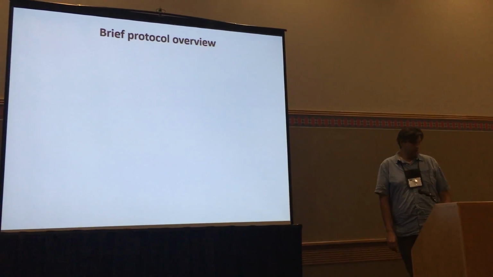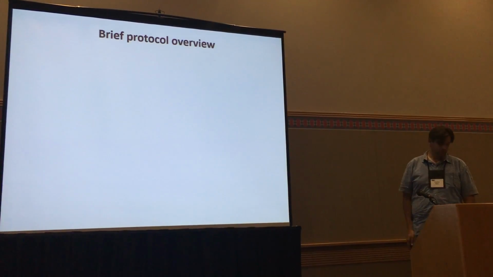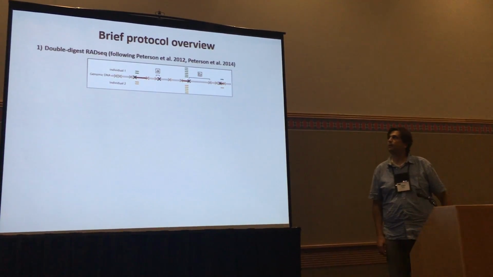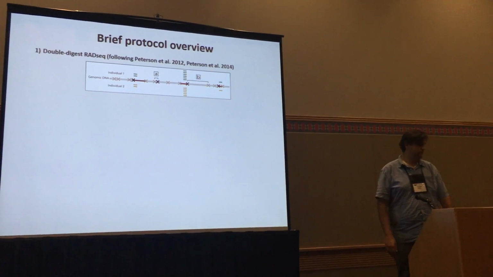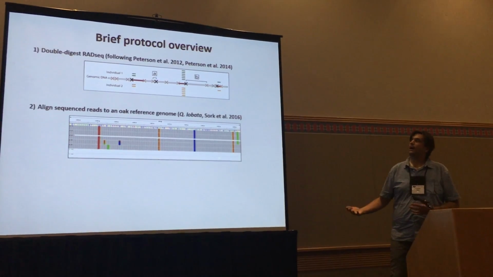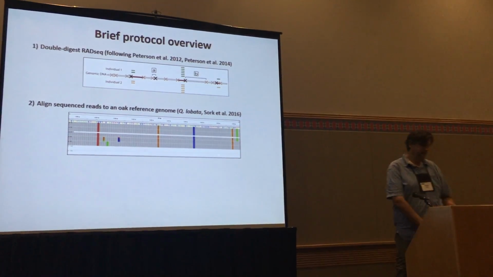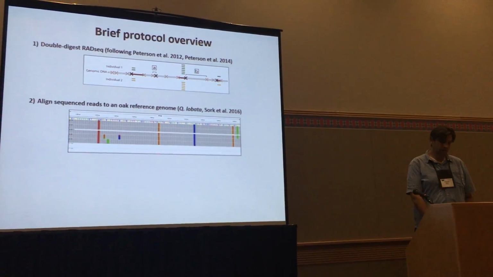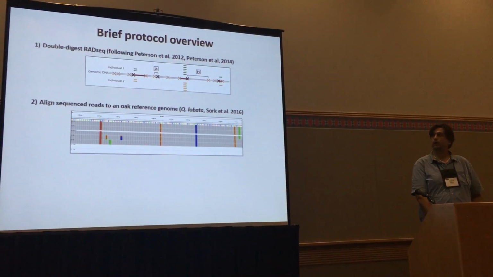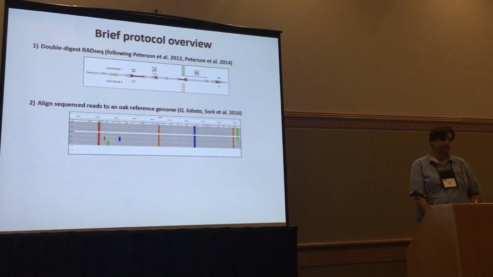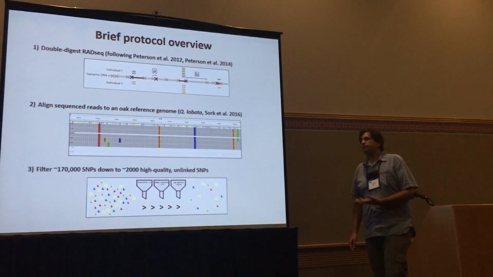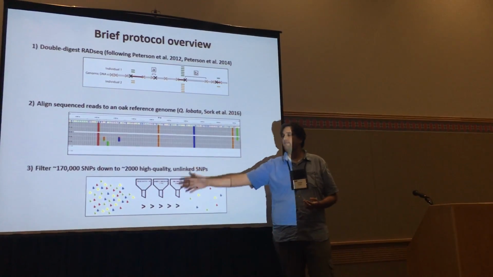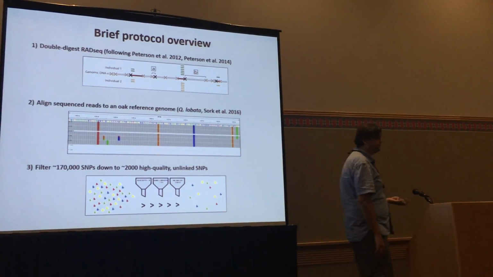So just quickly, because it's boring, I'm going to go through what the lab part of my work is. I did RAD-seq, double digest RAD-seq. I was able to align to a reference genome. I feel lucky that since the time I started my grad program, two reference genomes have come out in white oaks. So I'm able to align my reads to a reference genome, and then I do a bunch of filtering. So I have like 170,000 SNPs after aligning to a genome.